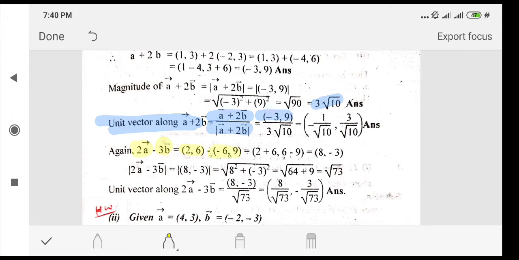Just put the values of vector A and vector B. Now if you operate this, you will get 2 plus 6 comma 6 minus 9, which is (8, -3). Its magnitude will be the square root of 8 square plus (-3) square, which equals the square root of 64 plus 9, which equals root 73. Now again, the unit vector along 2 vector A minus 3 vector B will be (8, -3) upon root 73. If you distribute this, it will be 8 upon root 73 comma minus 3 upon root 73.